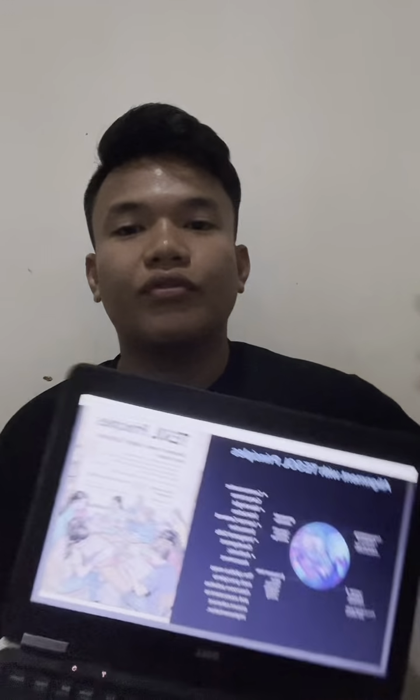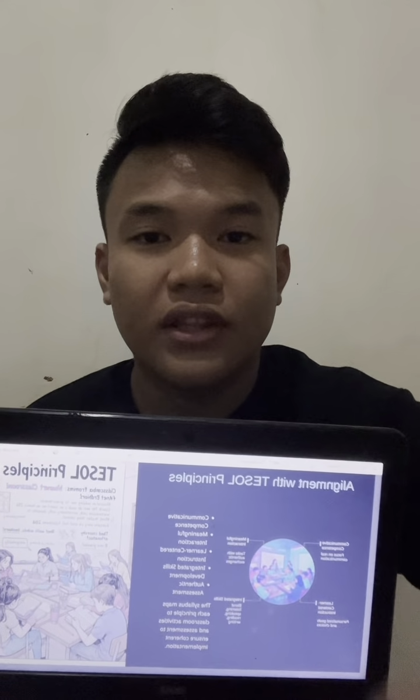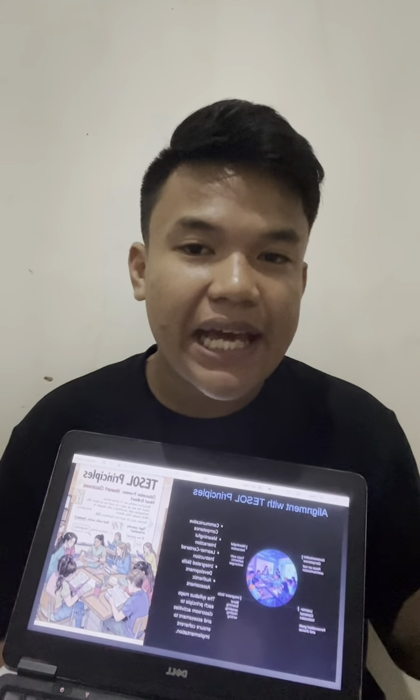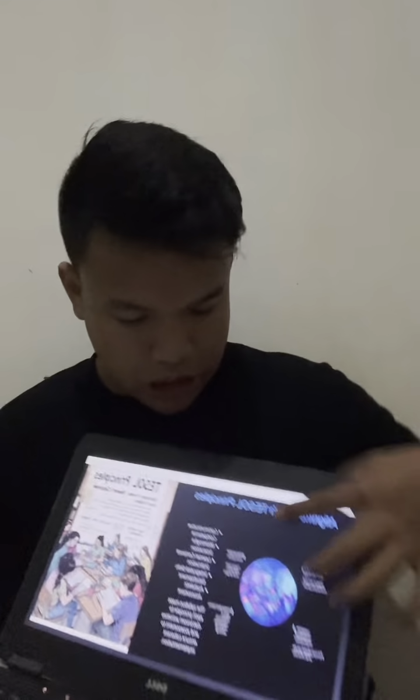For the alignment of this syllabus with the ESOL principles, one of the most important aspects of the syllabus is its alignment with the ESOL principles. The first principle is communicative competence. Students learn to use English for real communication rather than focusing only on grammatical accuracy. The second principle is meaningful interaction. Classroom activities encourage authentic exchanges of information and ideas.